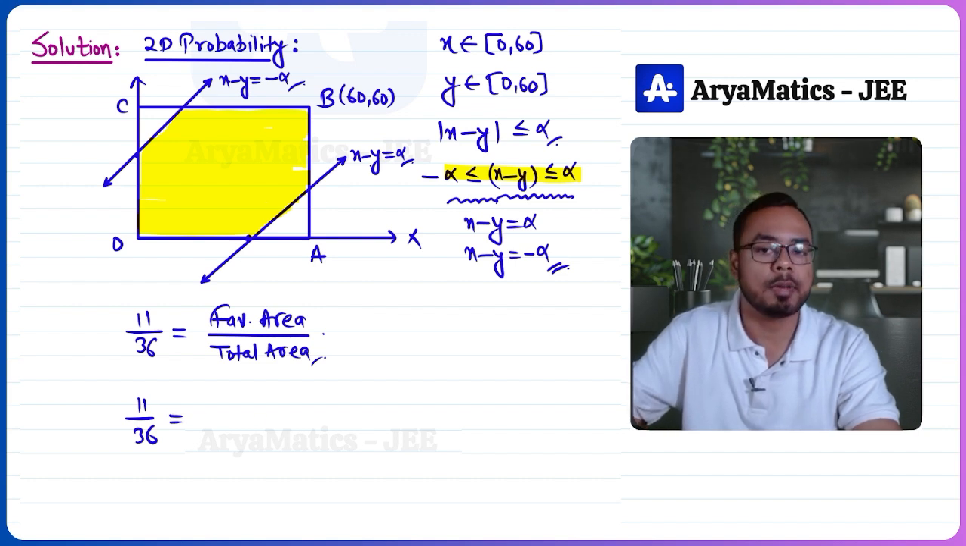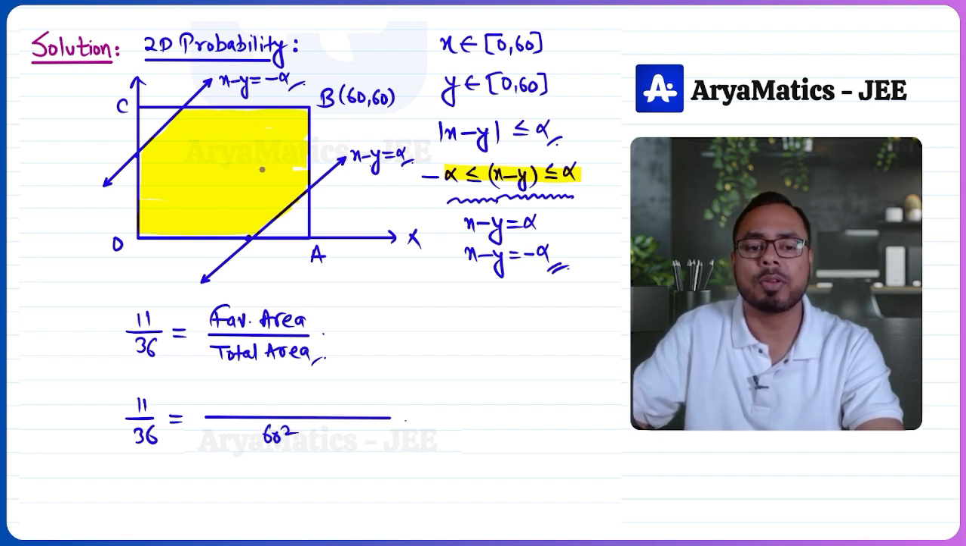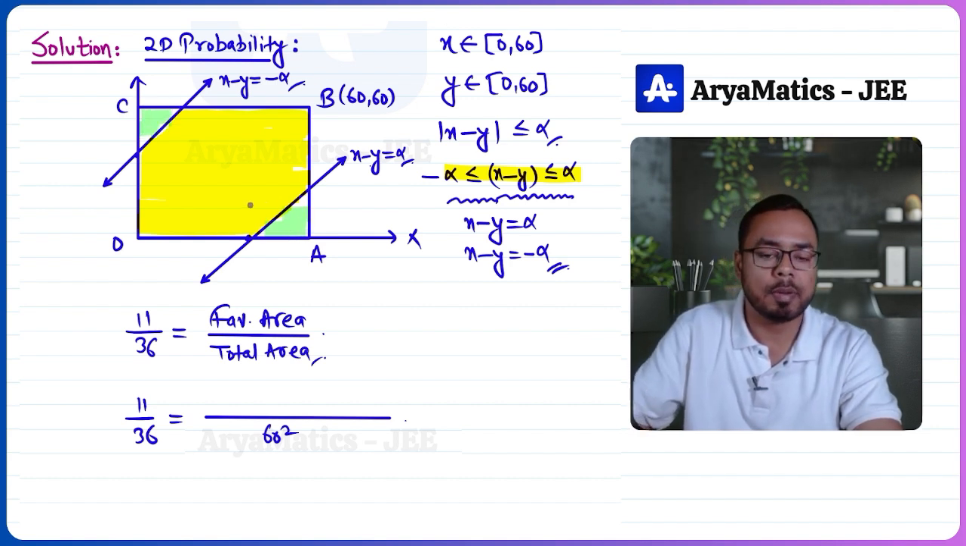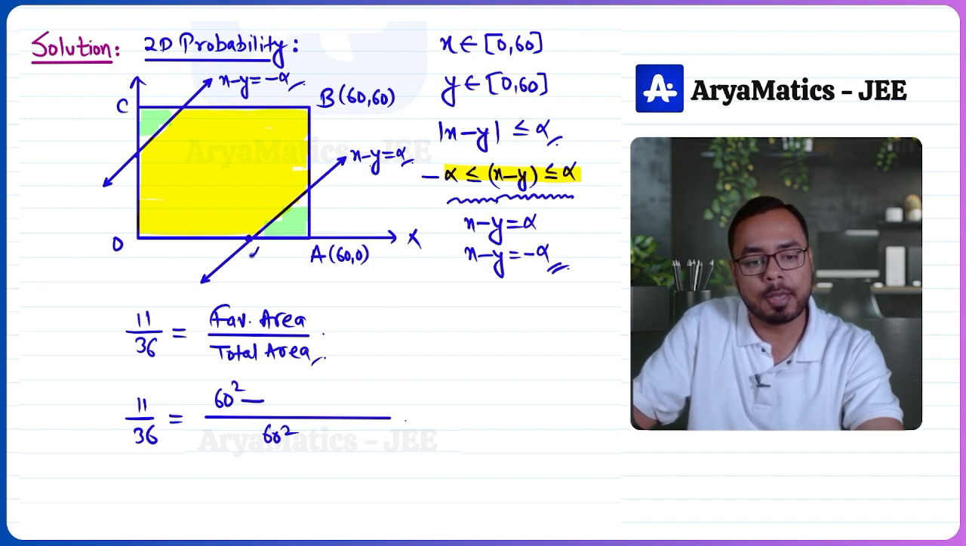So in denominator, we'll get 60 square, and for the numerator, you can see that basically we need to remove these two areas, right? This area highlighted in green color is not favorable area. So if I need the favorable area, this will be 60 square, that is the area of the square, minus the area of these two triangles. Now this point was 60, 0. This point will be alpha, 0. So for this triangle, one side will be 60 minus alpha.